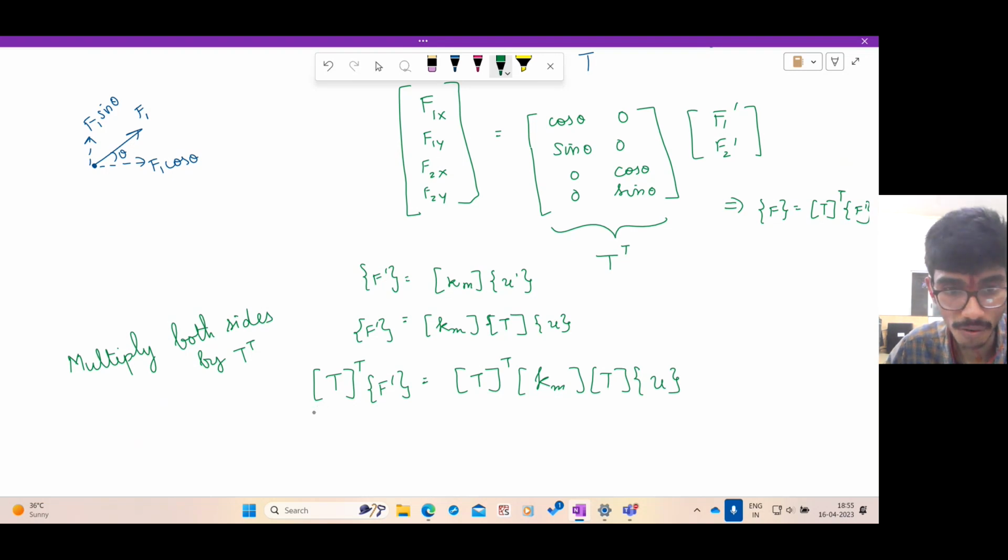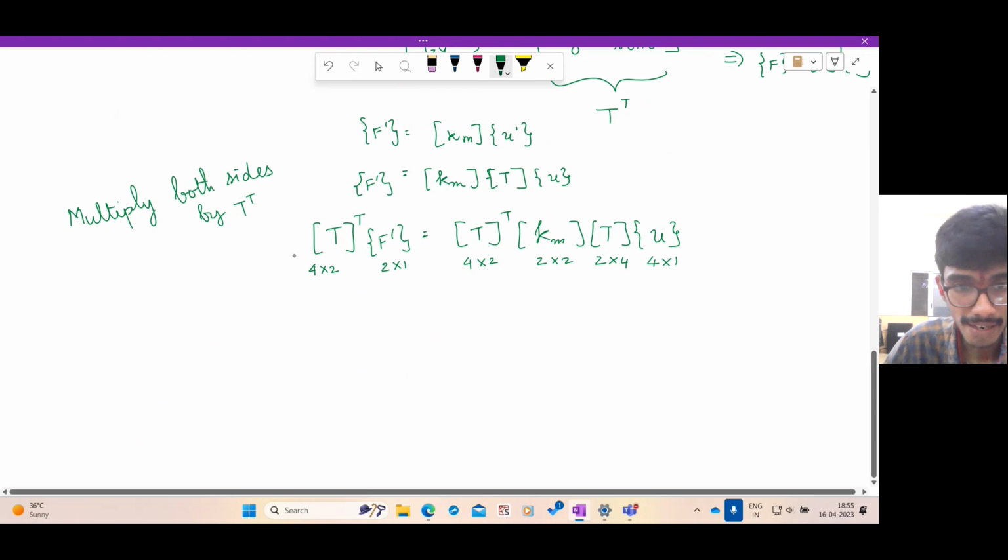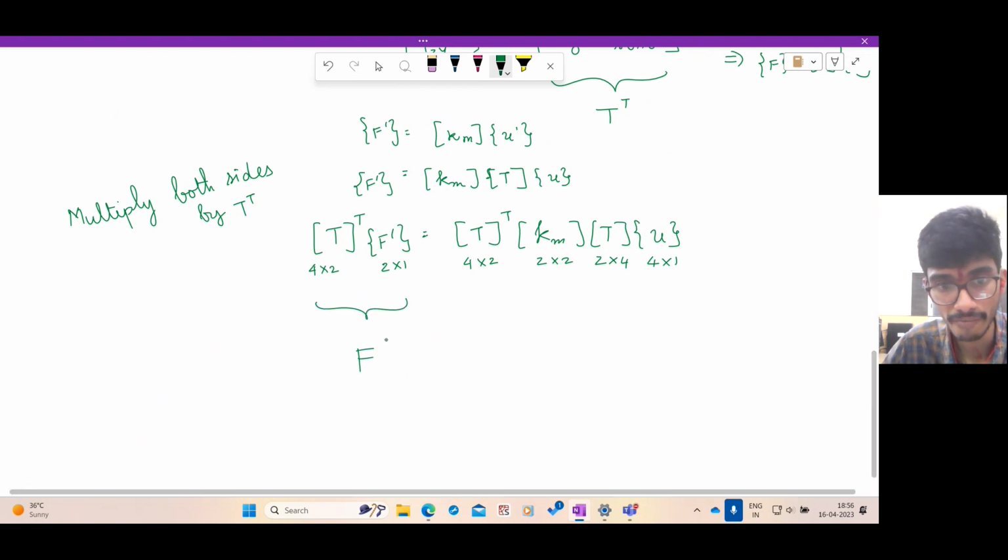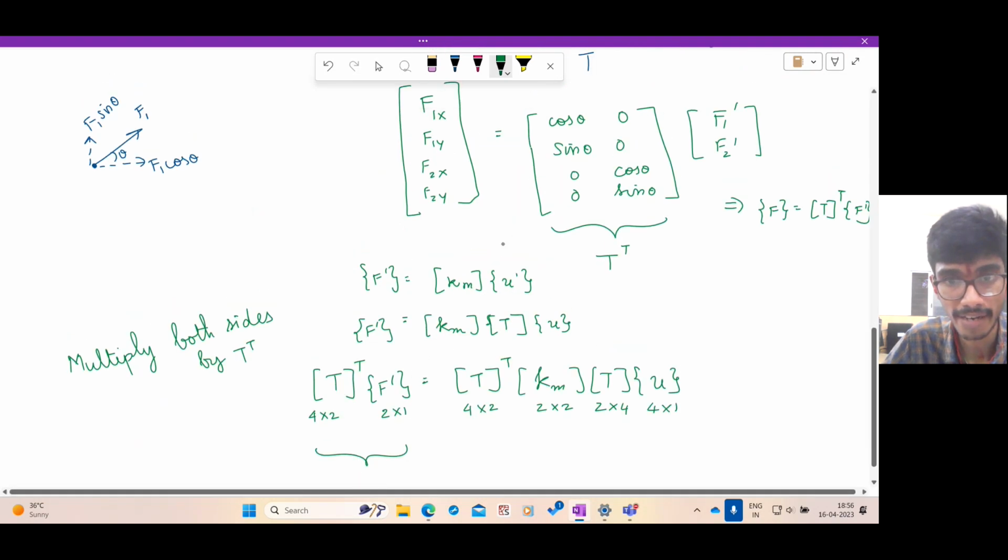So what is this T transpose? T transpose is 4 cross 2. This is 2 cross 1. This is 4 cross 2. This is 2 cross 2. This is 2 cross 4. And this is 4 cross 1. So finally, you get a matrix. So let us call this F, the global F. That is how we defined it, right? So this is the relationship between these two.